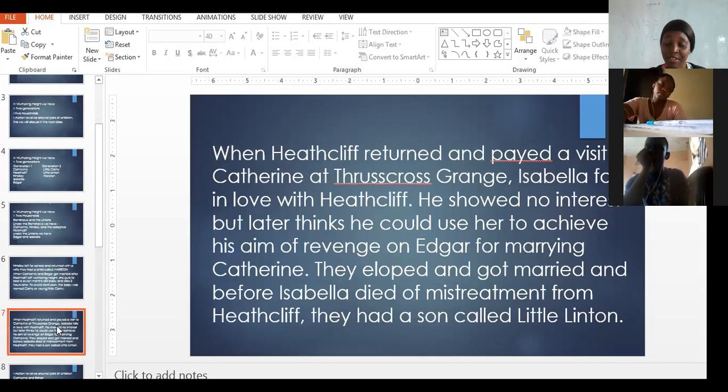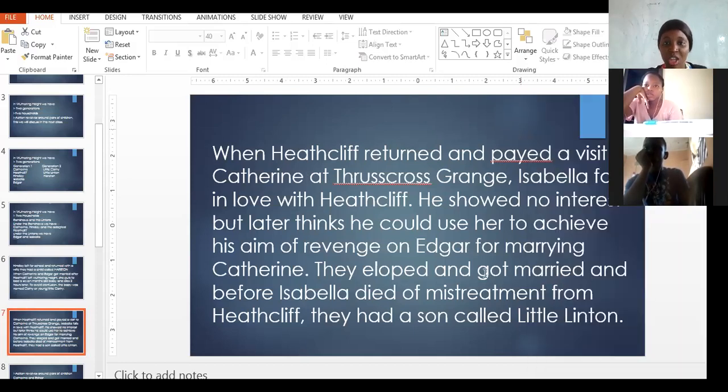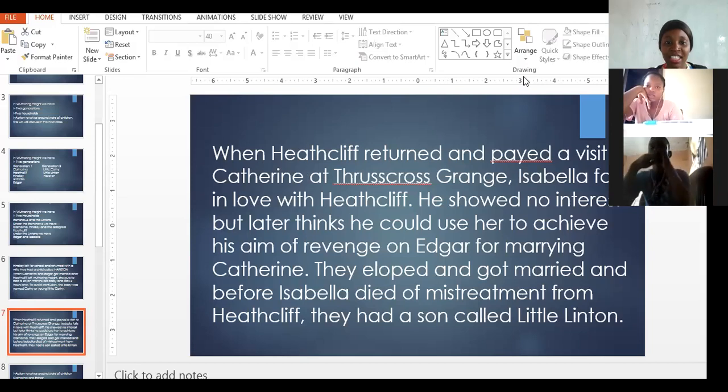Now, we said Heathcliff left Wuthering Heights a poor, unkempt, uneducated, adopted lad. But he returned to Wuthering Heights a sophisticated and educated adult. And so when he returned, Catherine and Edgar were already married. So he returned and paid a visit to Catherine at Thrushcross Grange. And immediately, Isabella, that's Edgar's younger sister, falls in love with him. Now, he showed no interest, but later thinks he could use her to achieve his aim of revenge on Edgar for marrying Catherine.